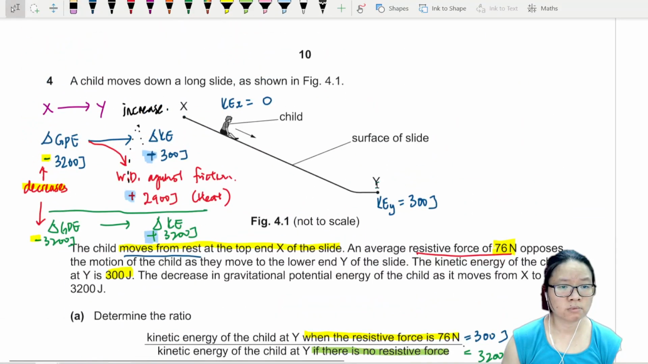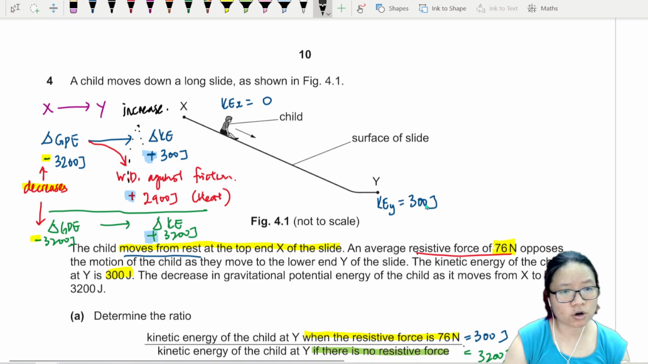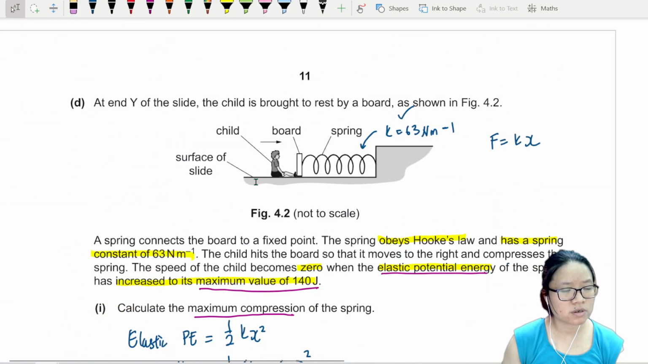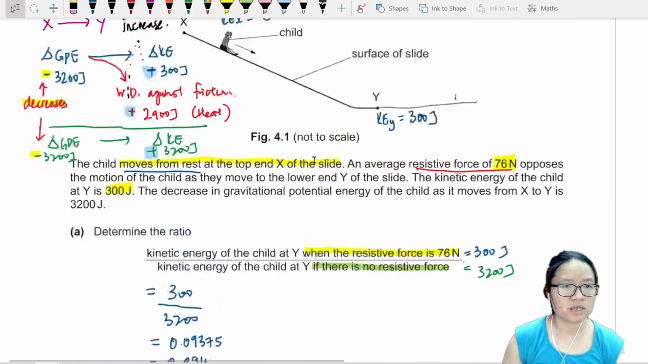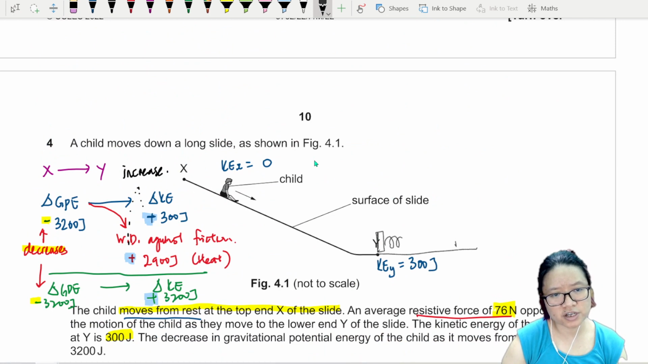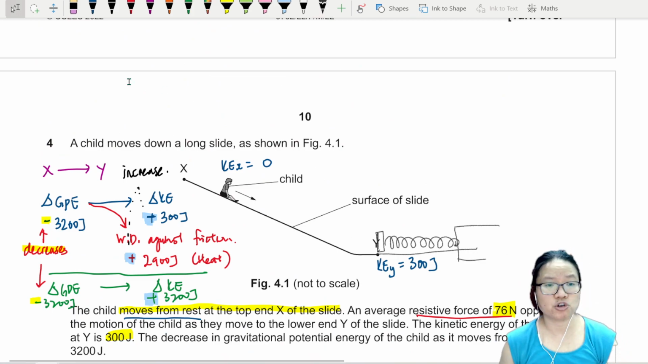Then, KE at Y is 300 joule. And then after that, it collides with the spring. Now, spring, so where is Y? Let me look at the spring first. Okay, this is the surface of the slide. At the end Y, there is a board. Okay, that means the board is here. And the spring is here now. Okay, so at Y, there's 300 joule.